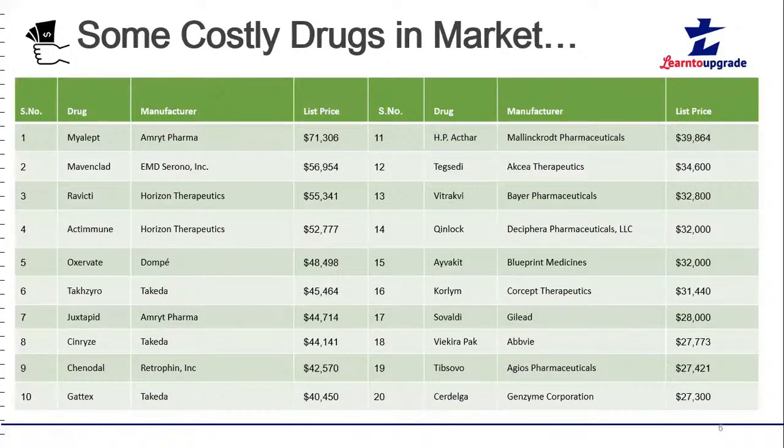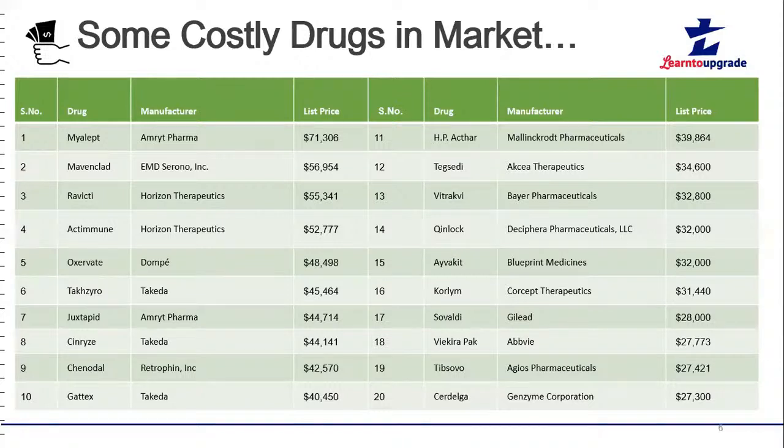This is an example of some costly drugs in the market. You can see these drugs, which are very costly, from the top 20 costly drugs as per January, when I completed this slide. Maybe there is a change in the sequence now, I'm not sure, but even with this sequence, you can see Myalept on top, the first one. It costs you $71,306 in a month, not in a year, I'm talking about a month.